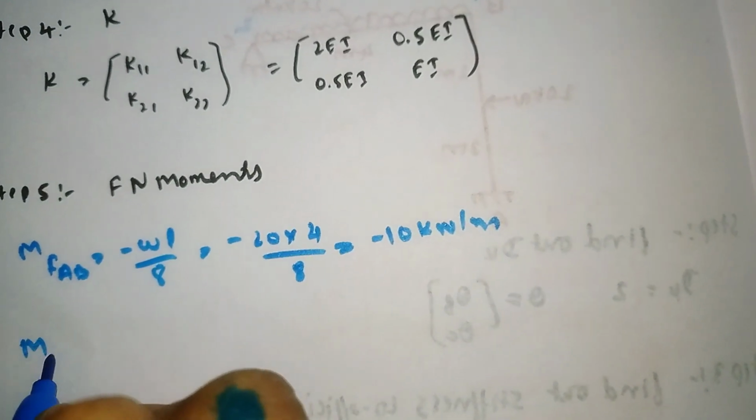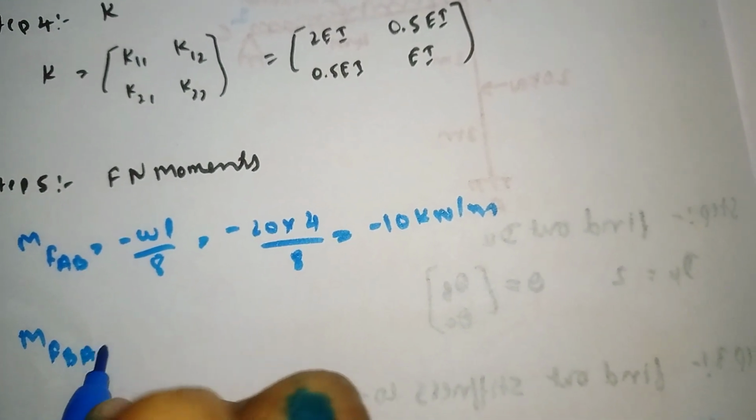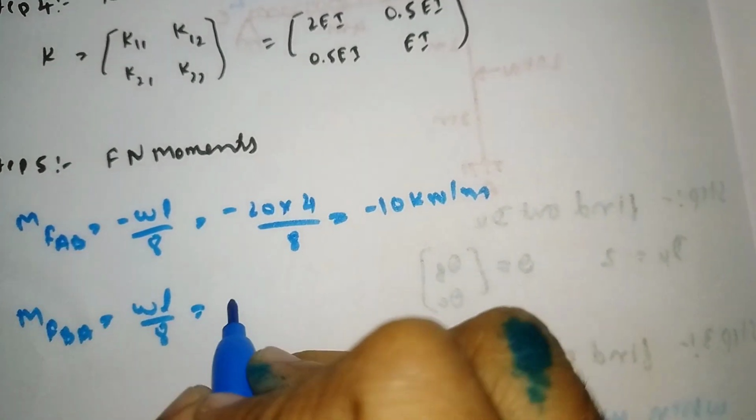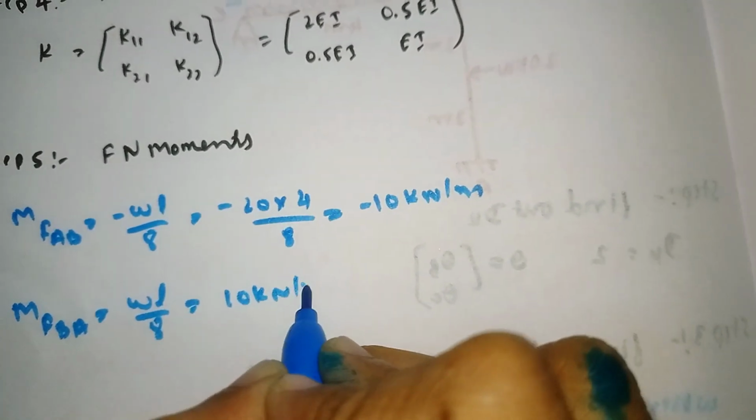Similarly, for MFBA, we have the same formula, only the sign will change. So, it will come out as 10 kilonewton meter.